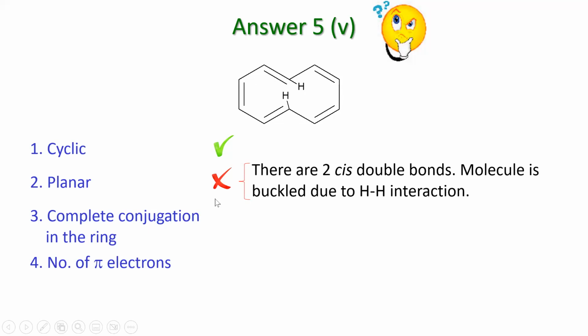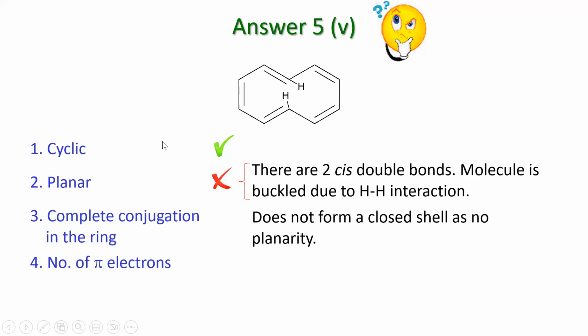So when the planarity is not there, you don't have to consider the other 2 things even, right? So this does not form a closed shell because it is not planar, right? No planarity. You don't have to consider the number of pi electrons even, because from this point, there's no aromaticity.